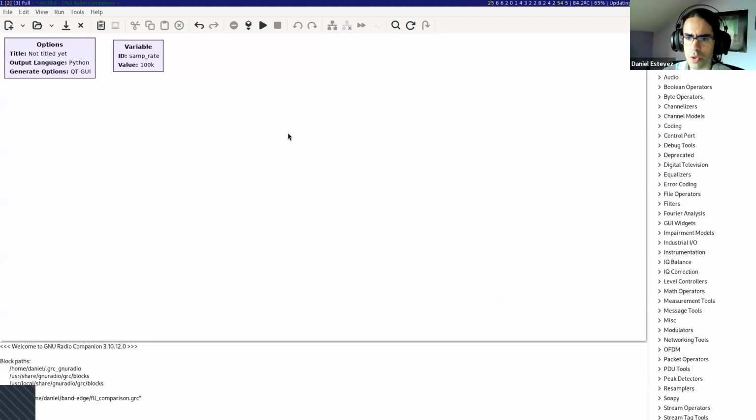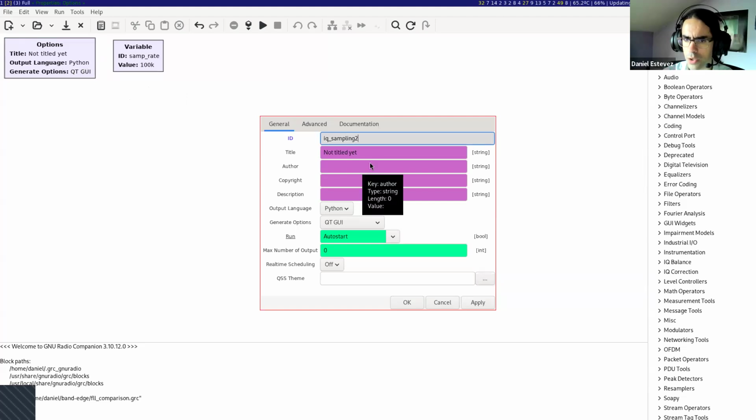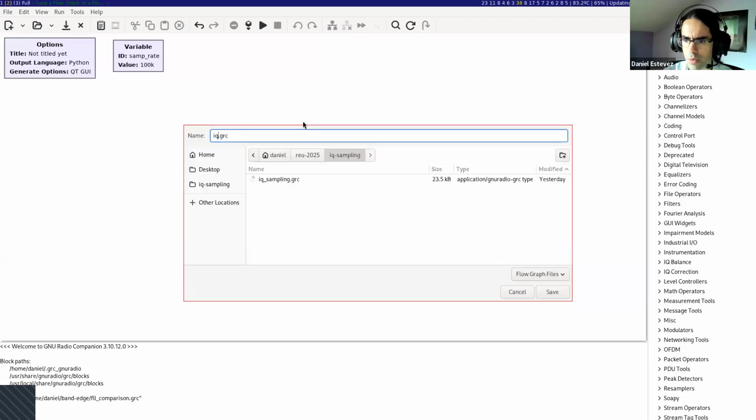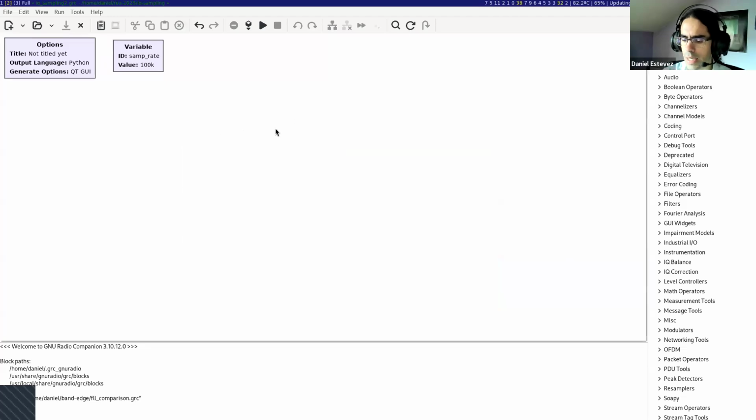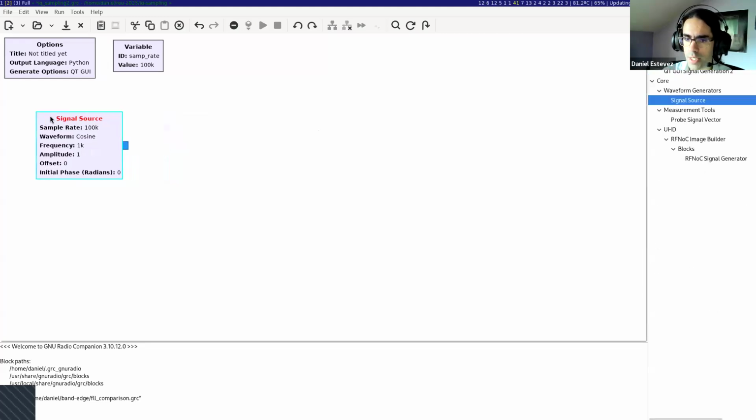So I'm going to use 100 kilosamples per second. The sample rate is not very important because this is some kind of simulation or demonstration. I'm going to call this IQ sampling 2 because I have an IQ sampling 1 already. And the first thing I'm going to do is something very, very simple. I'm going to use real sampling, so real valued signals. And I'm going to show you how a cosine signal looks like.